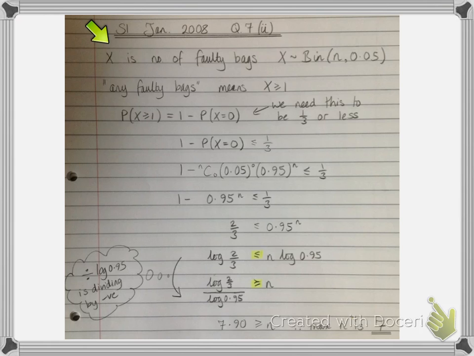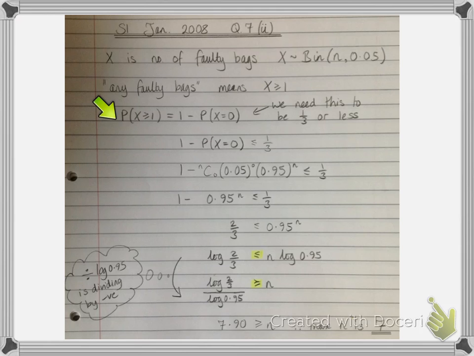So if X is the number of faulty bags, then X has a binomial distribution where n is n, we don't know what it is yet, and p is 0.05. We're looking for the probability of any faulty bags. So X, the number of faulty bags, well, any faulty bags, that means greater than or equal to 1. And we need that to be 1/3 or less.